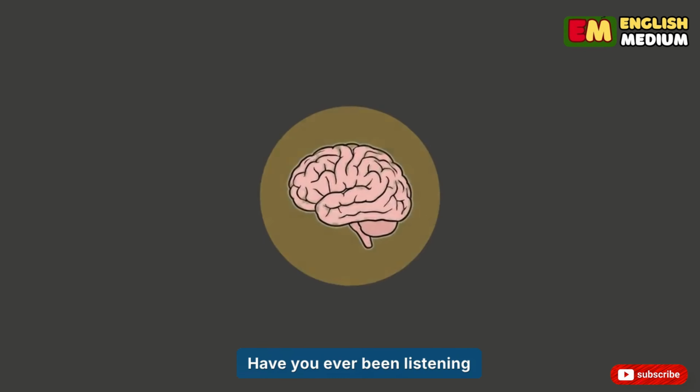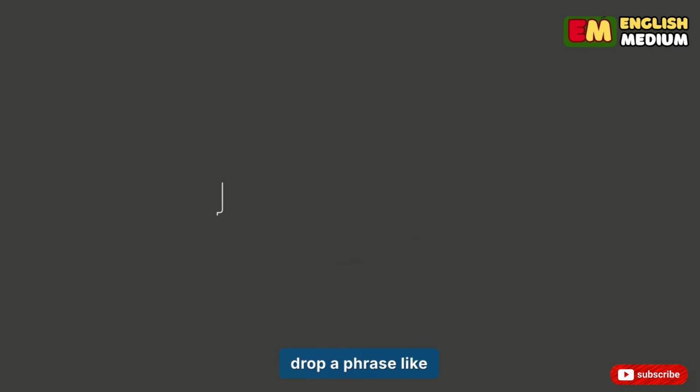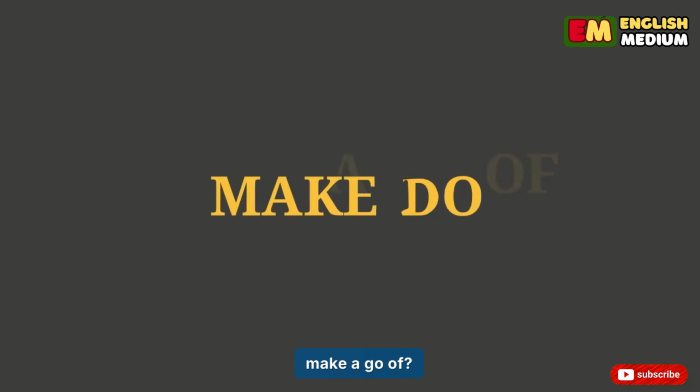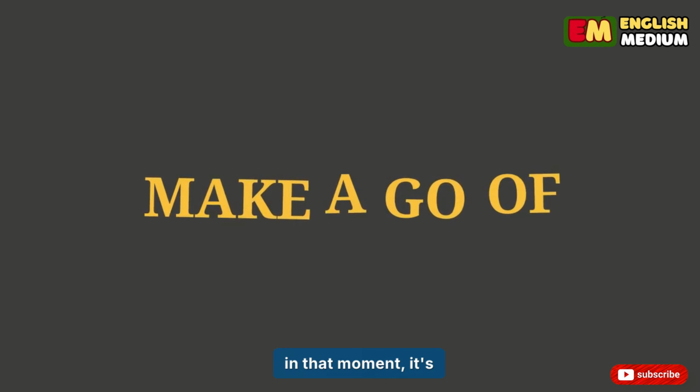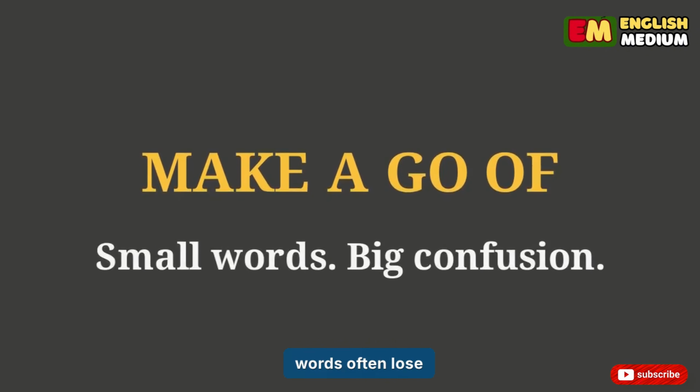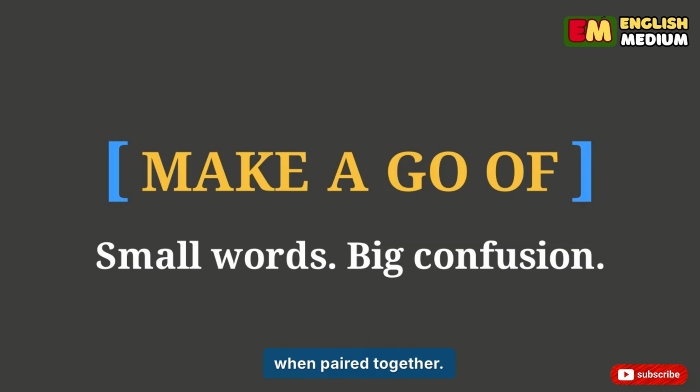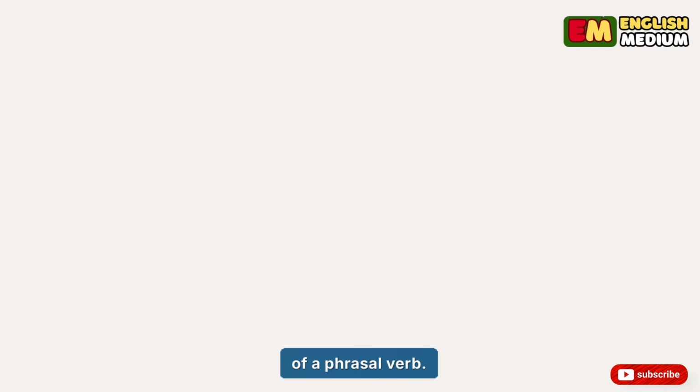Have you ever been listening to a fluent English speaker and heard them drop a phrase like "make do" or "make a go of"? If you felt lost in that moment, it's because these short, common words often lose their literal meaning when paired together. This is the structure of a phrasal verb.